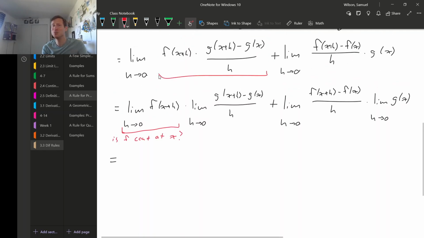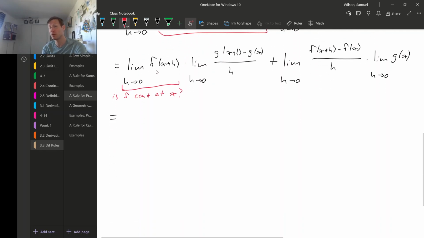Well, remember, we assumed at the very beginning that f is differentiable at x. Because if f doesn't have a derivative, then probably there's no point in trying to come up with a product rule for the derivative involving f. So we assumed that f is differentiable, but we know that if a function is differentiable at an x value, it has to be continuous at that x value as well. So the answer to this question, is f continuous at x, is yes, because it's differentiable. It has to be continuous as well.